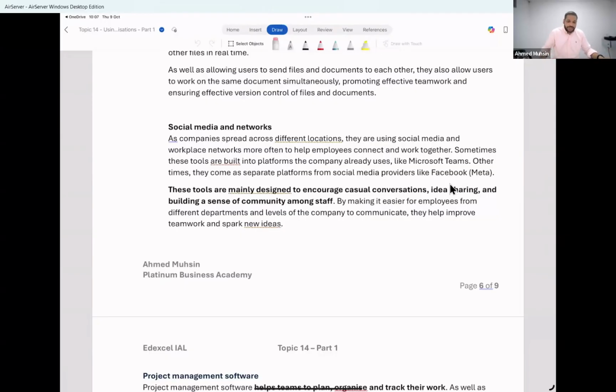These tools are mainly designed, keep reading it, everybody. So Joel, you have used Microsoft Teams, okay? To encourage casual conversations, idea sharing, and building a sense of community among staff. By making it easier for employees from different departments and levels of the company to communicate, they help improve teamwork and spark new ideas. Okay, everybody?